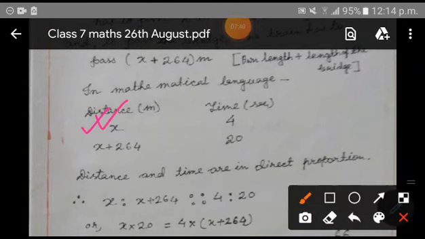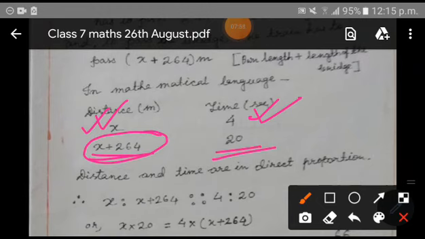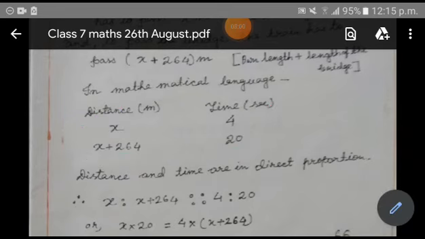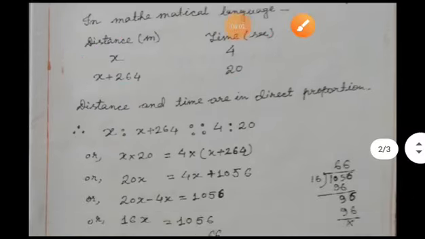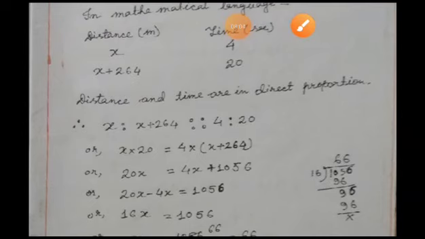Okay children, so I hope that using the two given conditions, when the train was passing its own length, then the time taken is 4 seconds. When the train was passing the bridge, at that time its own length has been added with the length of the bridge, which is x plus 264. This much meters was covered in time 20 seconds.